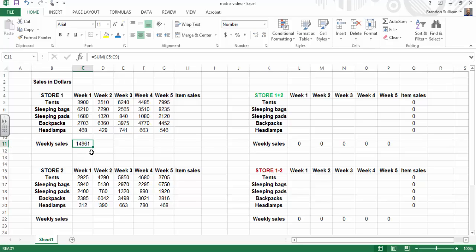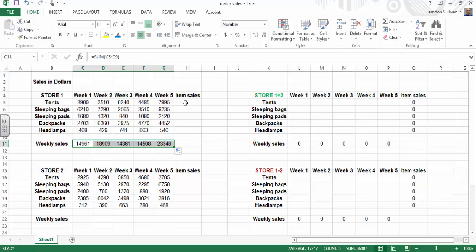We can now click back on that cell and find the green square in the bottom right-hand corner. When the plus sign appears, left click and drag that formula to the right, and that will now apply that to our second, third, fourth, and fifth week or column.